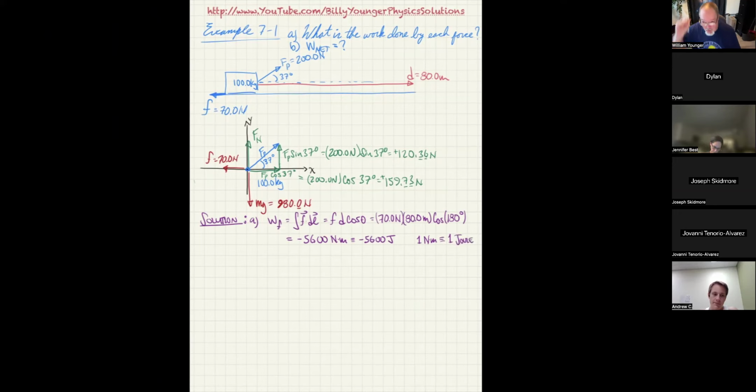I'll tell you that a joule is about as much energy as it takes to lift a good, fresh, red delicious apple from the ground to the top of a kitchen table. So that's a typical amount of work. Basically, friction is doing enough work to lift 5,600 red delicious apples to the height of a table. So there's the work done by friction. I'm going to go ahead and box that off so we'll recognize it as an answer.